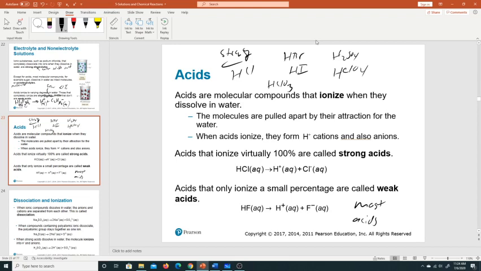I'm not going to ask you on the test which ones are strong and which ones are weak, but I want you to understand that most acids are indeed weak. The ones you find in group 7 in the periodic table, HCl, HBr, HI, are good examples of strong acids. Oh, nitric acid as well. HNO3 is also on that list.